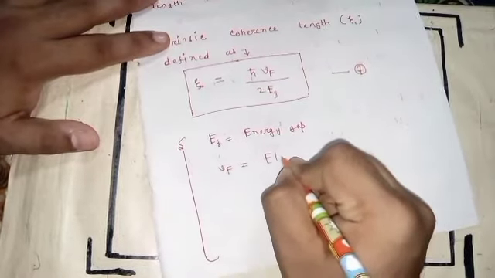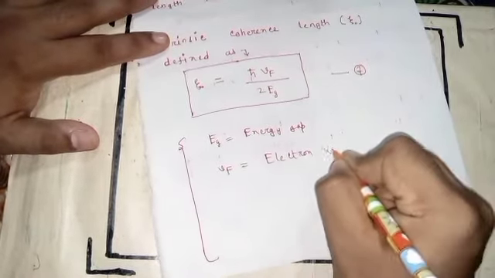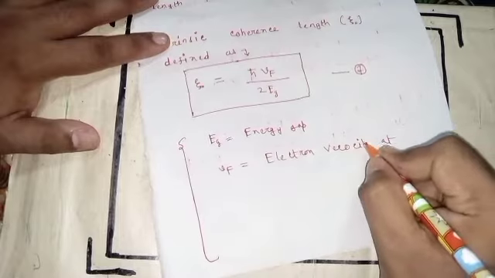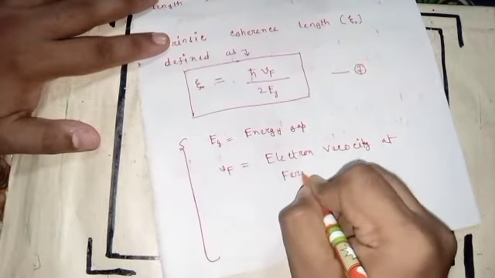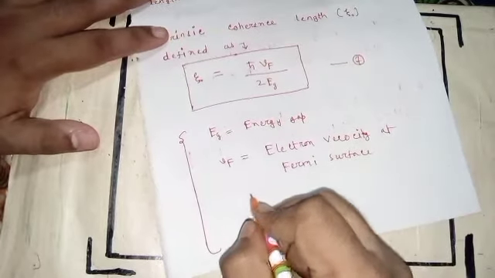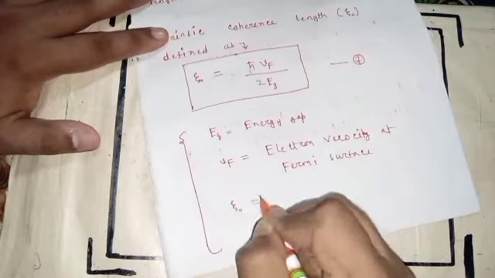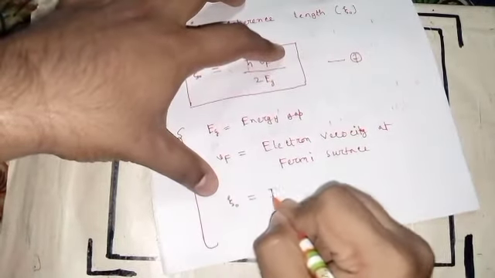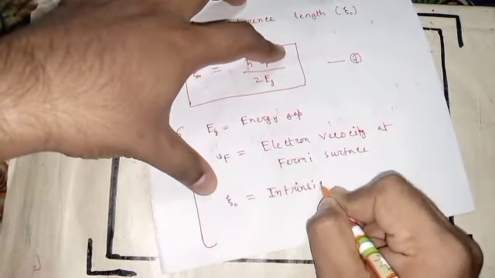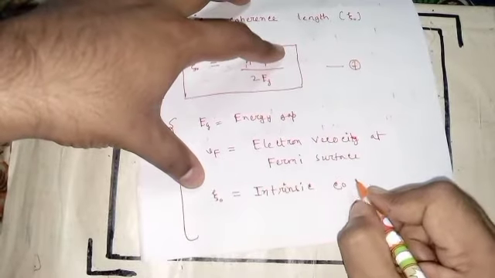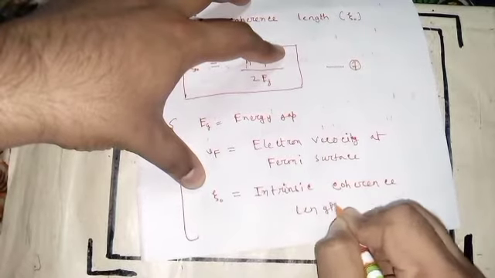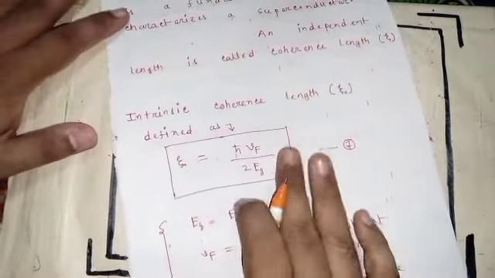Vf is the electron velocity at the Fermi surface, and xi naught is the intrinsic coherence length. So this is about coherence length.